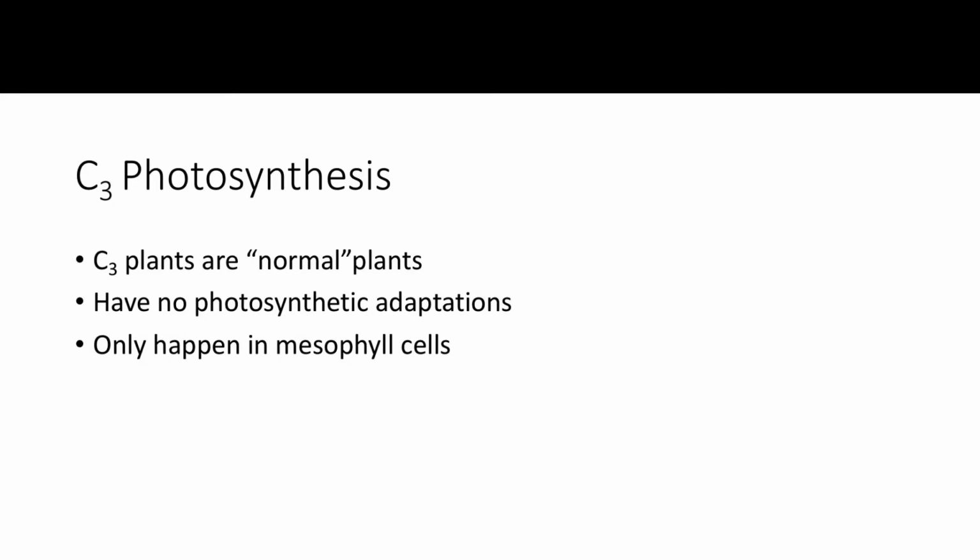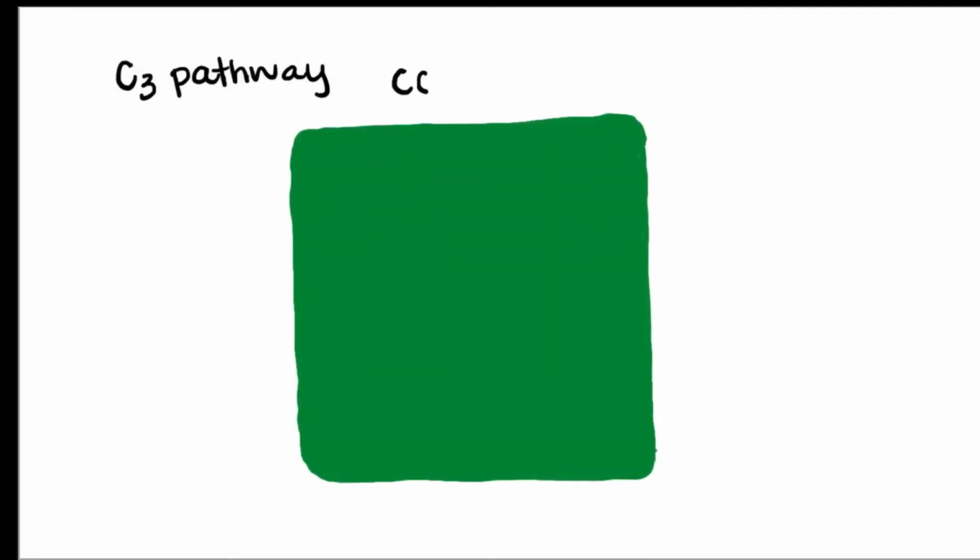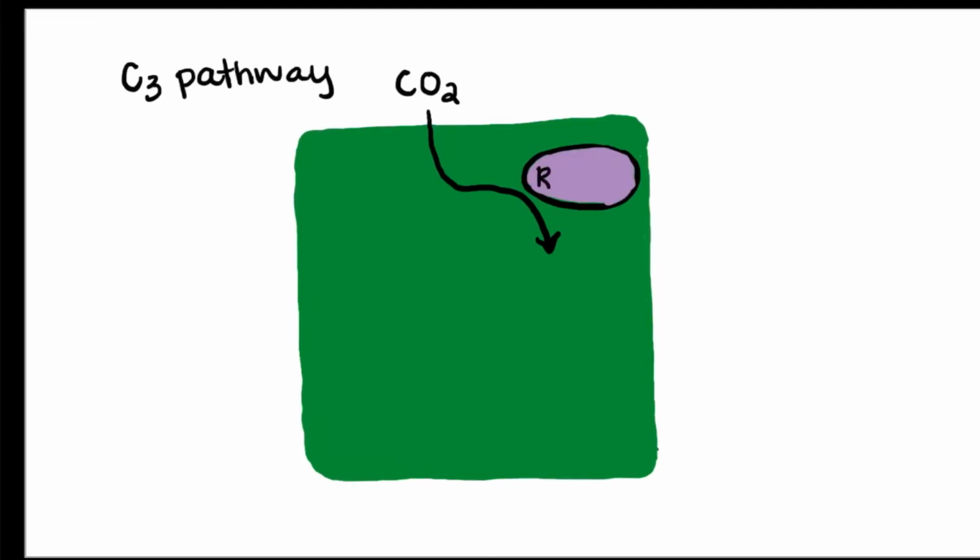Plants that undergo C3 photosynthesis are called C3 plants, and these are considered normal plants, meaning they have no photosynthetic adaptations to the environment. C3 photosynthesis only happens in the mesophyll cells of the plant. In the C3 pathway, we have CO2 entering into the mesophyll cell. Here we have the fixation of carbon dioxide by rubisco.